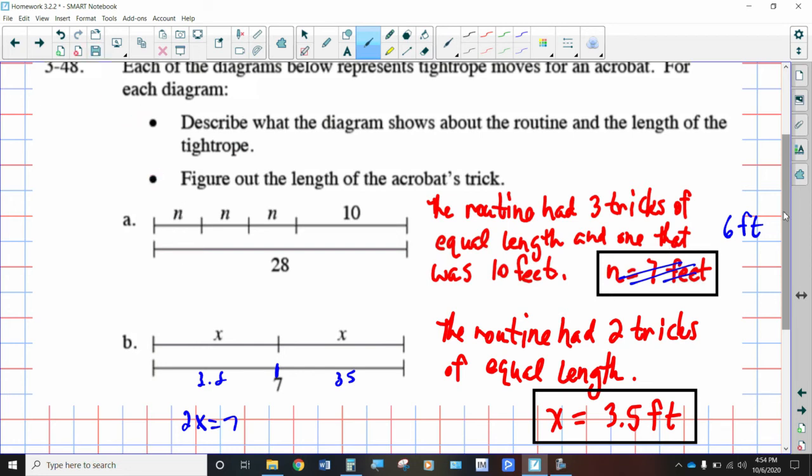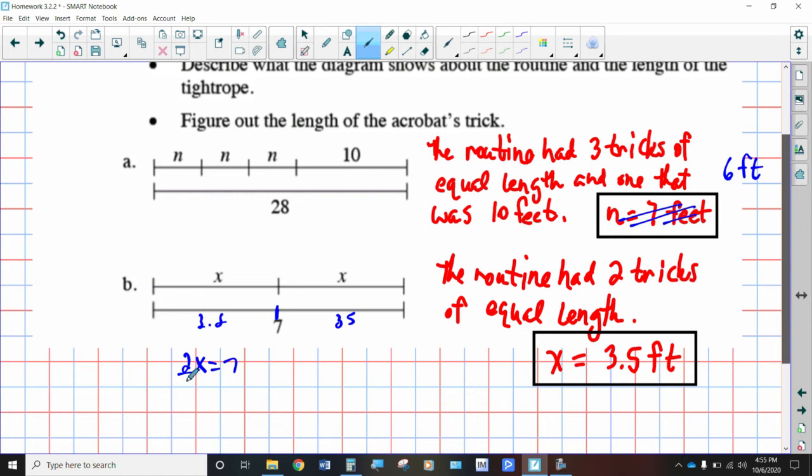Oh, and by the way, showing this process algebraically would involve us dividing each side by 2. So x has to be 7 divided by 2, which is 3.5.